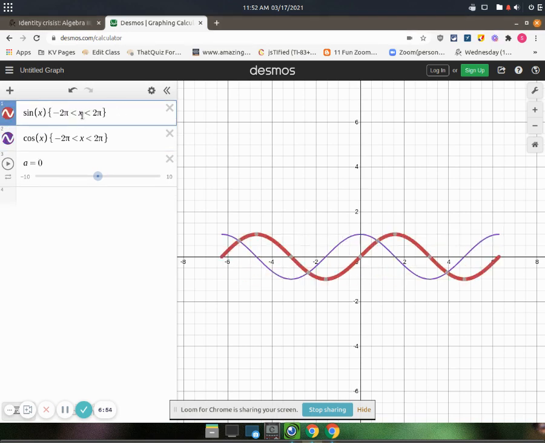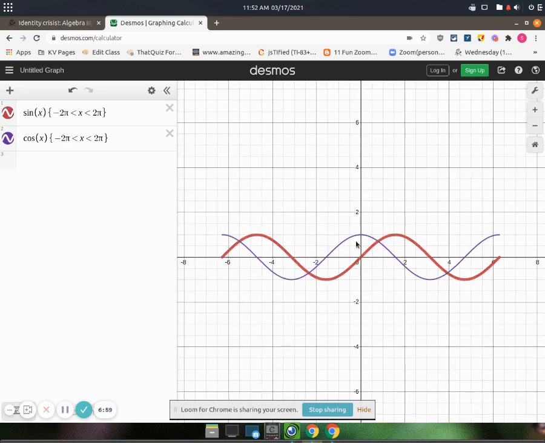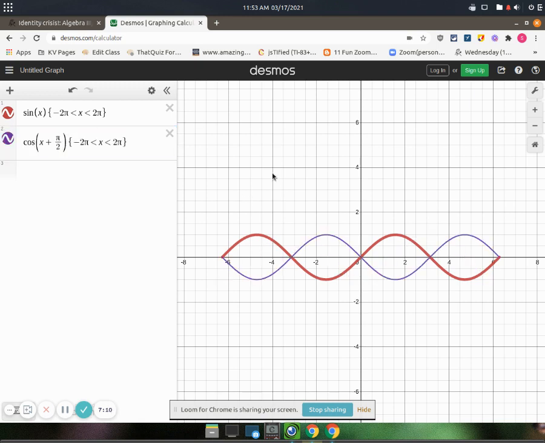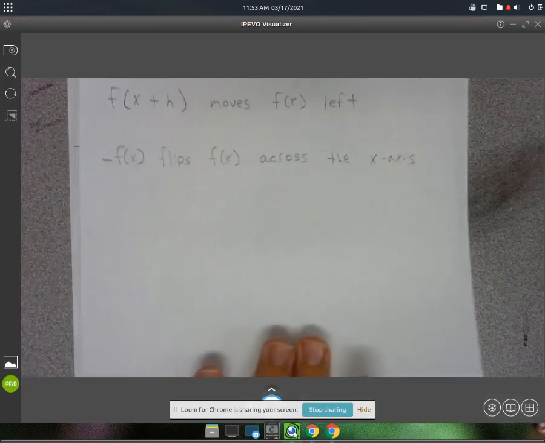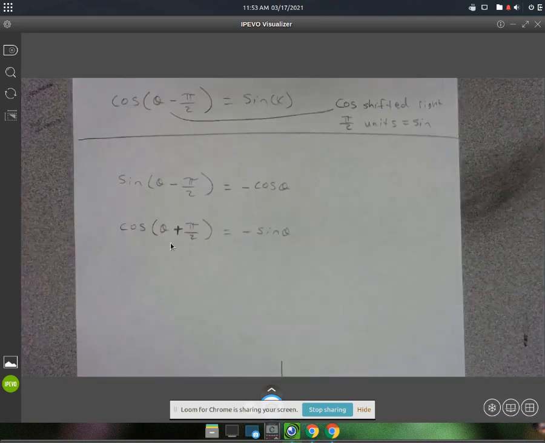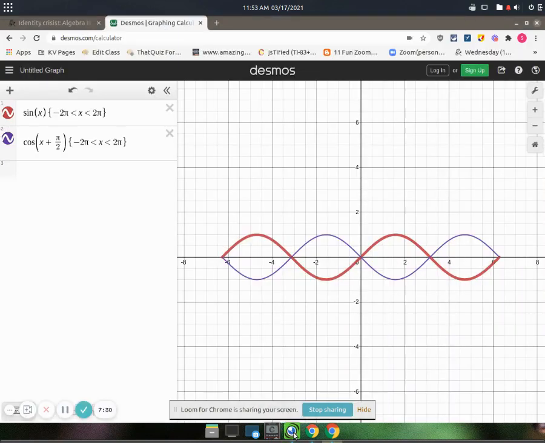Okay. So if I had my cosine function here, let me take off this slider thing. So if I wanted to get from the purple one to the red one, but I wanted to move cosine to the left, right? So now I have moved it to the left. I would have to reflect it across that x-axis, and that's where that negative comes from right here. Flips across the x-axis. So I'm moving cosine to the left, and that's equal to the opposite of sine of x.